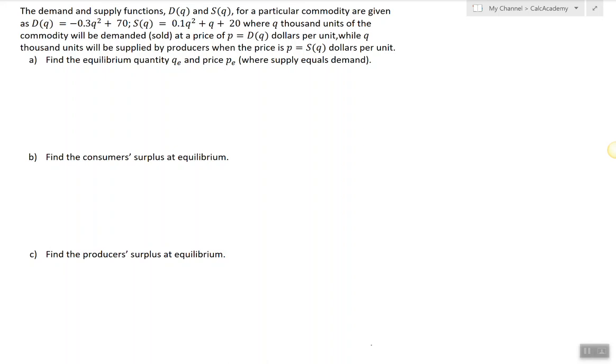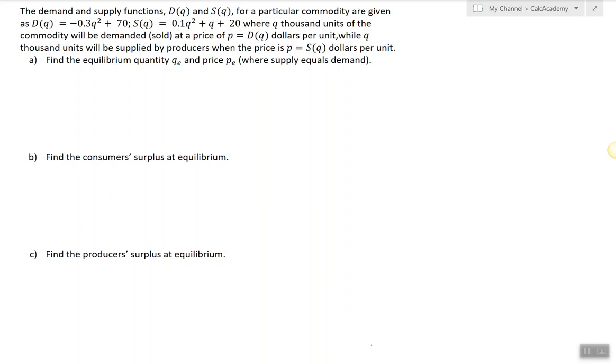In this video, I will show how to find the producers and consumer surplus when the demand and supply functions are given. First, we're going to find the equilibrium point. That is where equilibrium, the quantity that is supplied at a certain price is the same as the quantity that is demanded at a certain price.